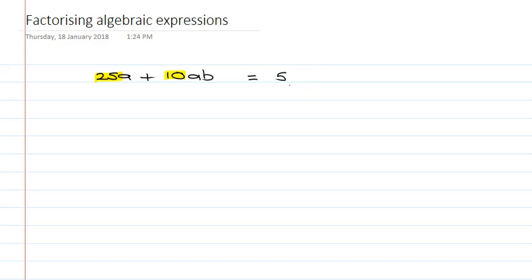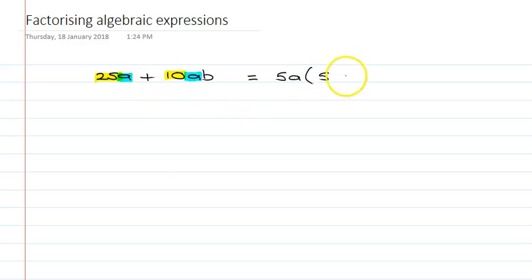And we go to the variables and we say, right, do any of those terms, so this term and this term, have any variables in common? And they do. They have an a in common. So I'm just going to highlight the a. So a is also a common factor of both of those, and it's the highest that we can pull out. Now, once I've pulled all the highest common factors out, I put the bracket in. So what do I multiply 5a by to get 25a? Well, it's 5. So 5 goes there.